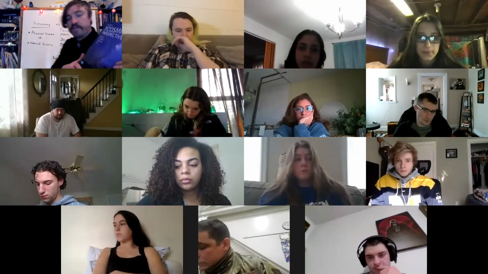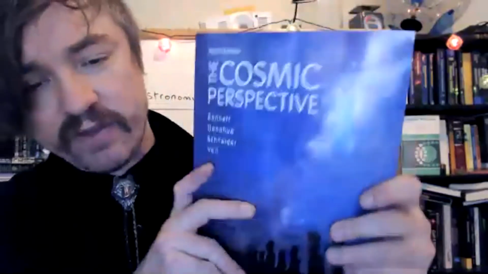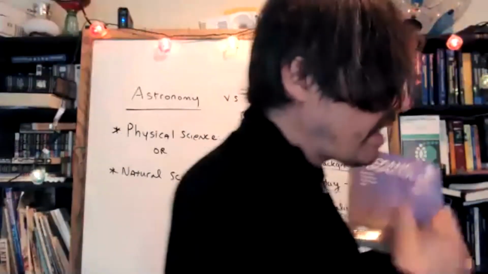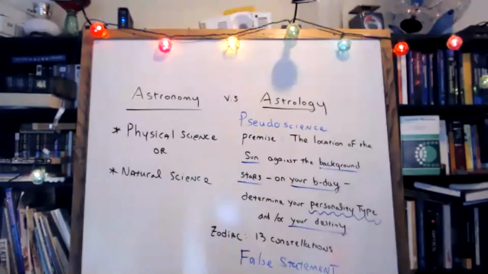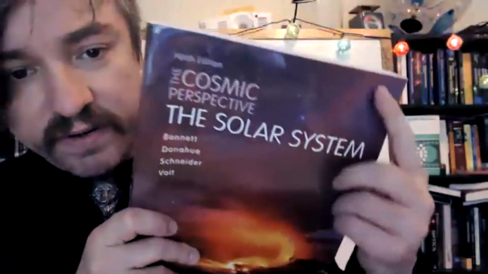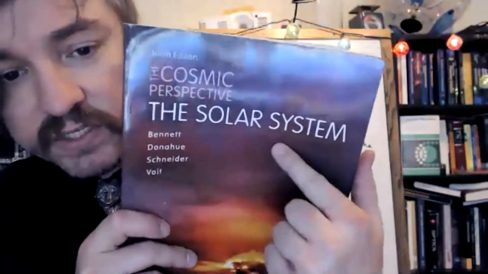The official text for both of my courses is The Cosmic Perspective, 9th edition, okay? This full text covers Astronomy 1010, which you're in, and my other course, Astronomy 1020. Since not many of you are taking both courses at the same time, the majority of you can get away with just the solar system component. So this is still the 9th edition, The Cosmic Perspective, the Solar System by Bennett, Donahue et al.